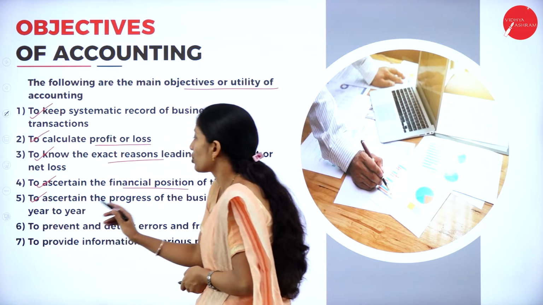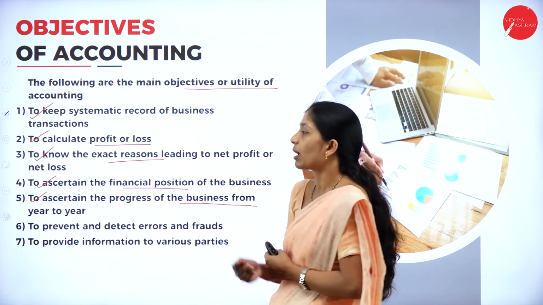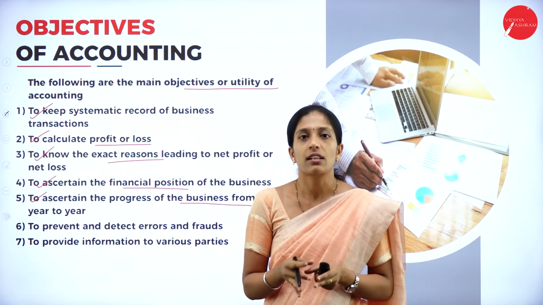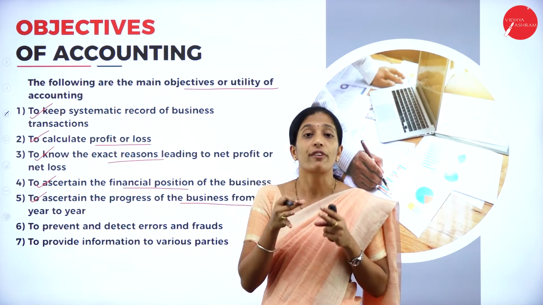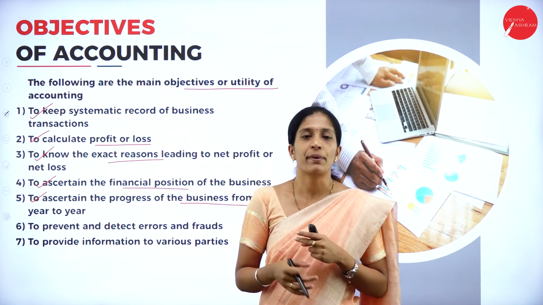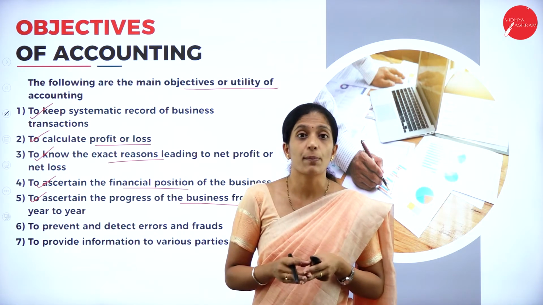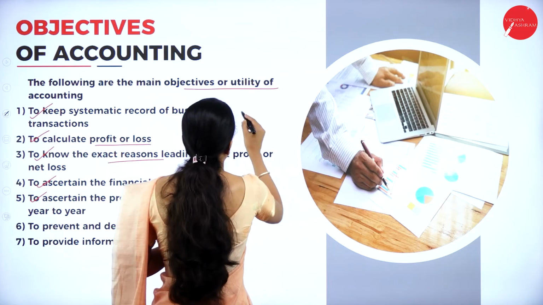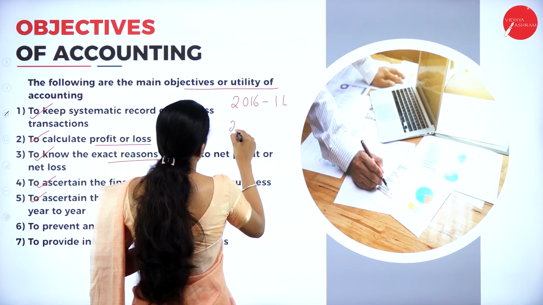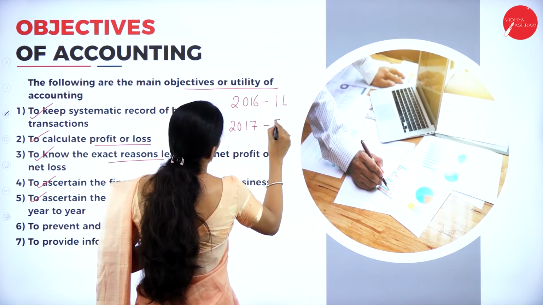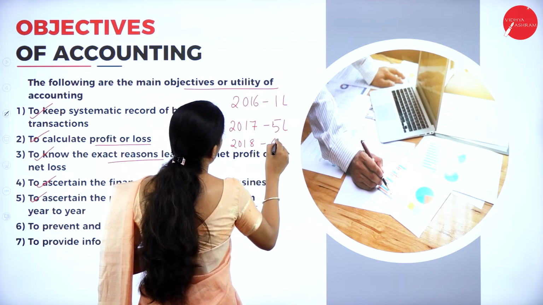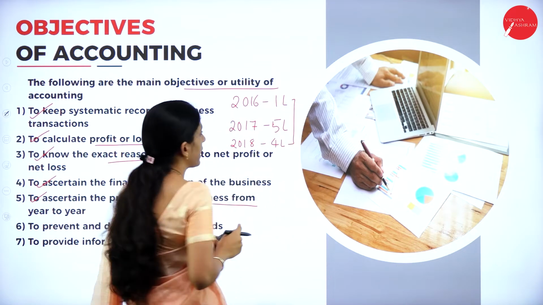And the next one is to ascertain the progress of the business from year to year. Yes, of course, the comparison of accounting results. The comparison of the organization's results will be known from year to year. For example, if we take 2016, there was a profit of rupees 1 lakh, in 2017 it was 5 lakh, and in 2018 it was 4 lakh. So here we can make the comparison, correct?